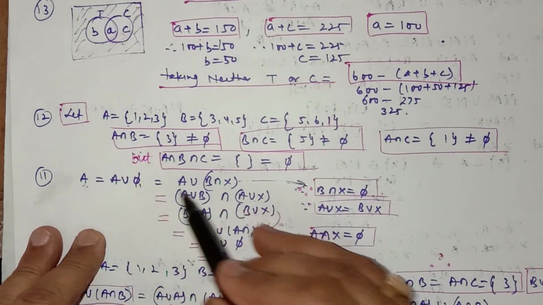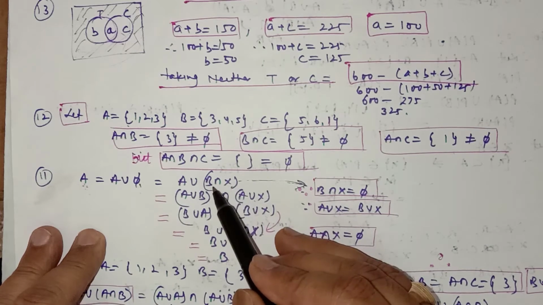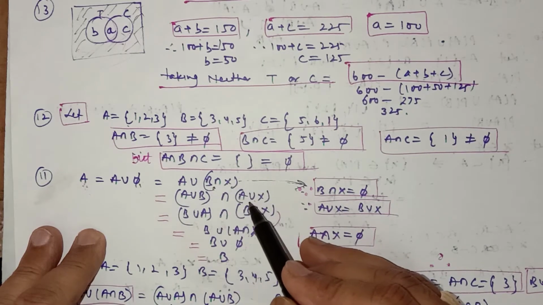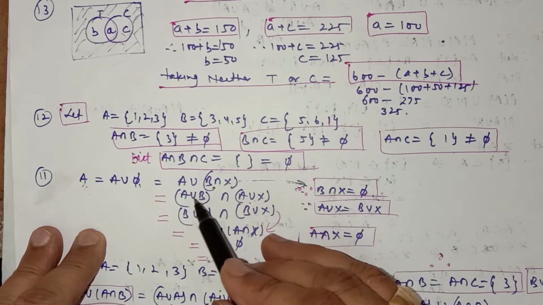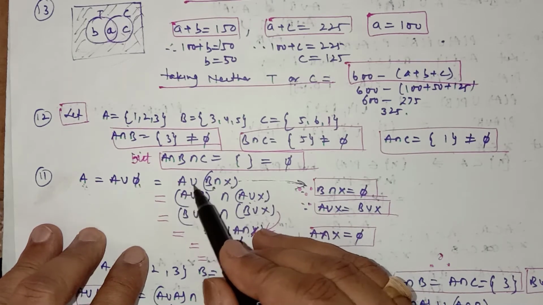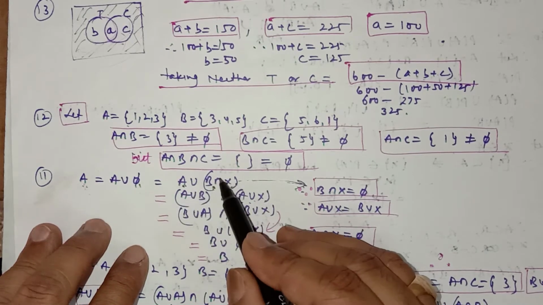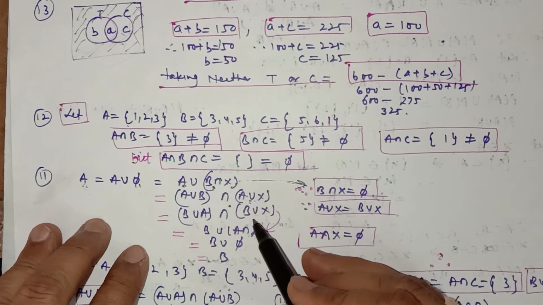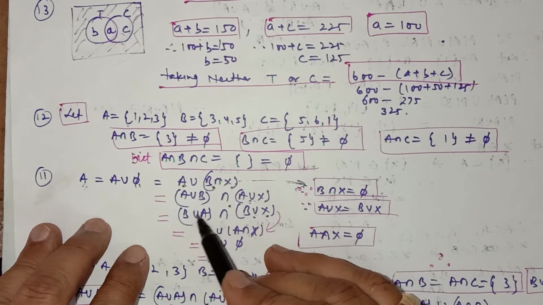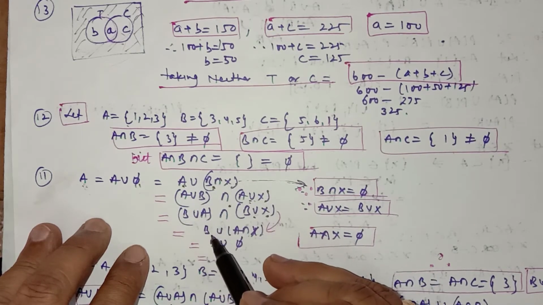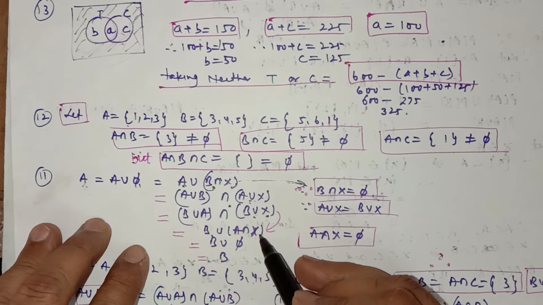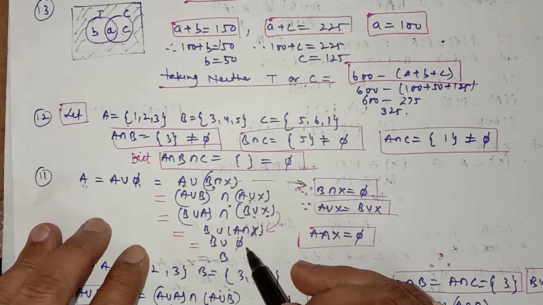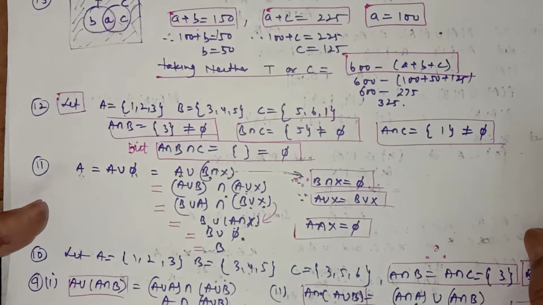So in place of empty, we have written B intersection X. B intersection X is given equal to A union X, and using the distributive law, A union B, A union X intersection between them, A union X is given equal to B union X, and combining the distributive law, that is B union A intersection X, and A intersection X is given as empty. So this is the question number 11.